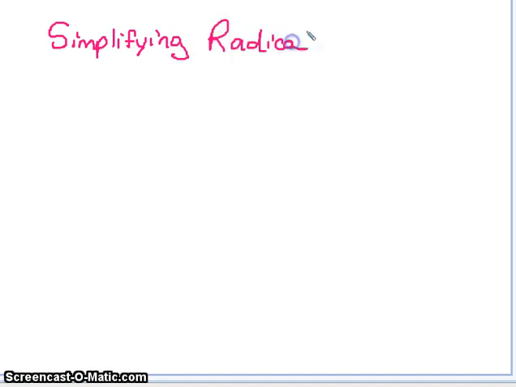Hey everybody, I am going to give you a little bit of a lesson. It should definitely be a review lesson on simplifying radicals. I'm sure I spelled it wrong. Now, when I say a radical, we are talking about a square root.